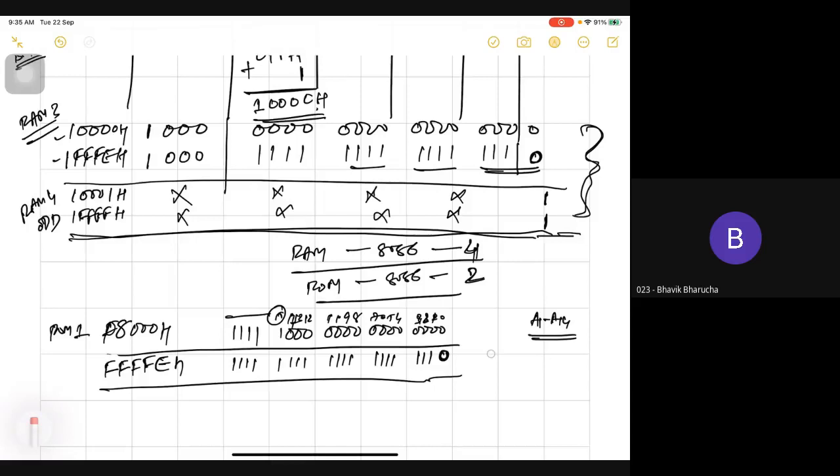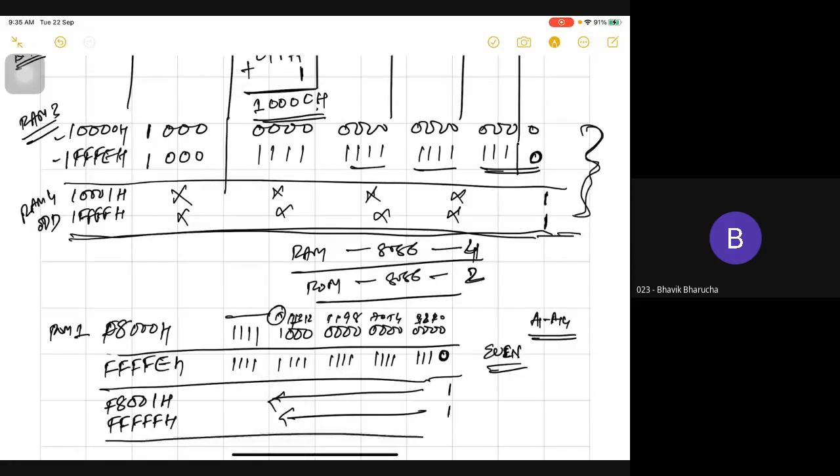This will be my even bank. Now, if I want to make the odd bank, I simply need to change A0 from 0 to 1. Everything else will remain as it is, the same. So here, what will get changed? F8001H, and then FFFFFH, and my memory will get ended. This is my odd bank, and this will be my ROM 2. Done. This much stuff is clear. Though it is difficult, go through this video again.